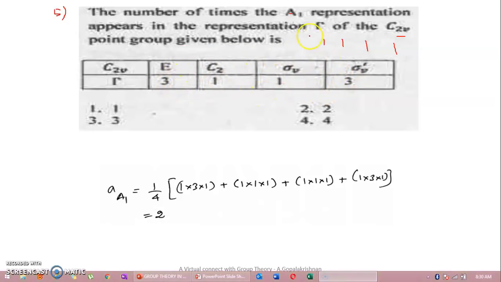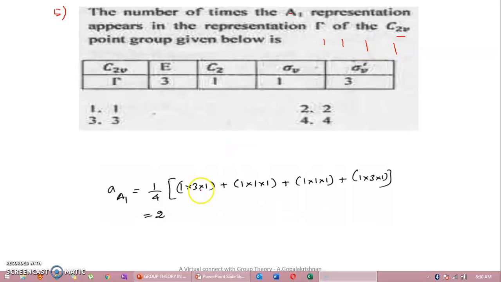Now what we have to do? We should find out how many A1 are present in the reducible representation. Very simple. Use the reduction formula and calculate the number of A1. Listen, in each class the number of operations is 1 and the reducible characters are given. Since it is A1, A1 is totally symmetric. So in the C2v point group, not only in C2v, in all point groups, the totally symmetric irreducible representation always has the characters +1 +1 +1 +1. Correct?